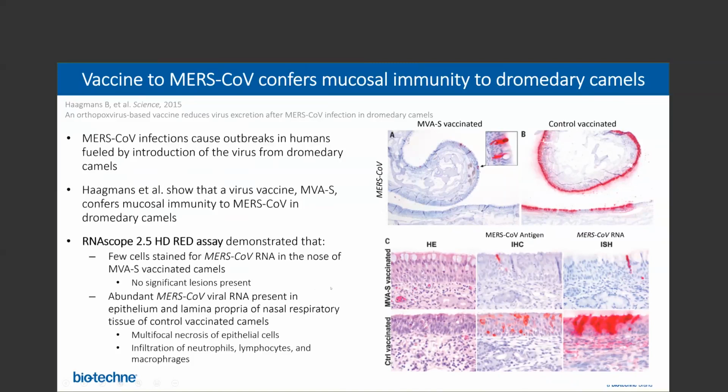In the bottom panel, they have compared the expression or the detection of MERS-CoV antigen using IHC to MERS-CoV RNA using ISH. And if you look at the signal, it shows you that although the patterns correlate, the expression observed by the ISH assay is much stronger, highlighting the sensitivity of the RNAscope assay in detecting viral RNA.